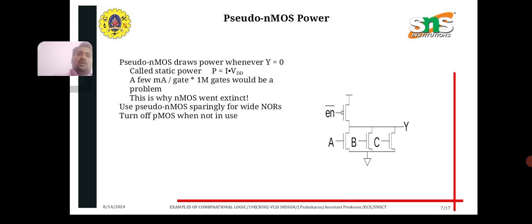Pseudo NMOS logic is a useful design style for applications where area and speed are crucial, and where the power budget allows for some static power dissipation. It simplifies the design process by reducing the number of required transistors, but at the cost of increased power consumption and potentially reduced noise margin. This trade-off makes it suitable for certain high speed and high density integrated circuits where traditional CMOS logic might be too bulky or slow.